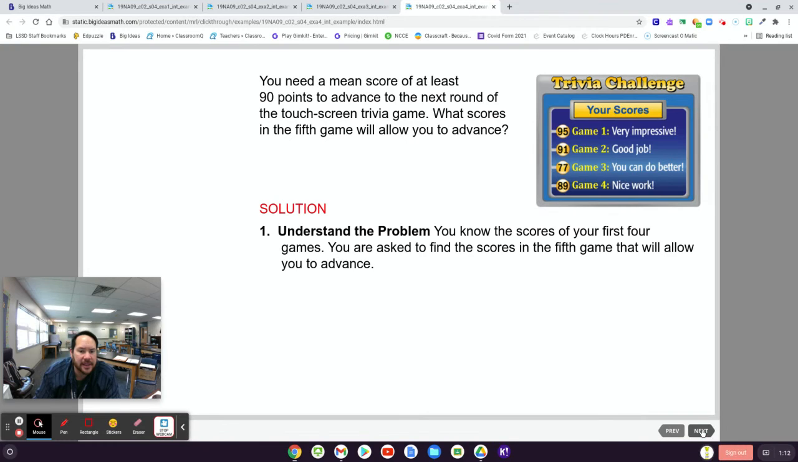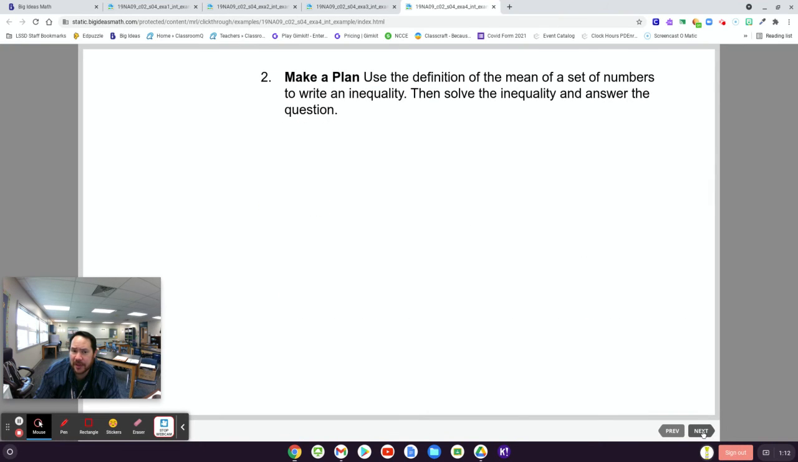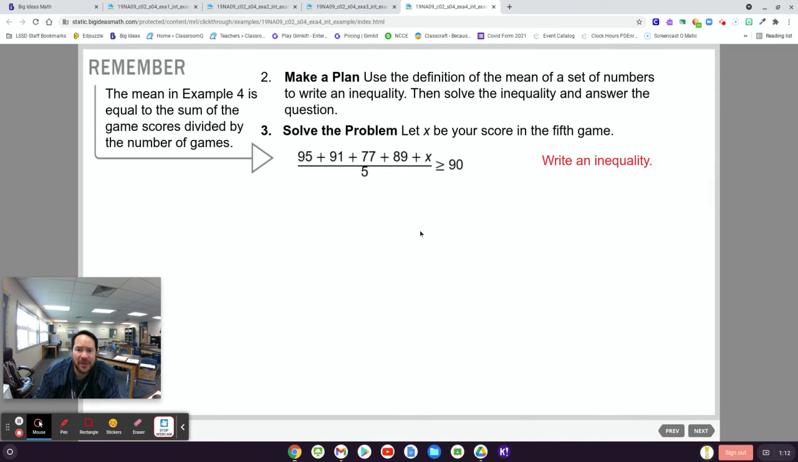All right, let's see here. So if you understood the problem and made a plan, hopefully you came up with this type of inequality. Okay, or maybe not quite as complex. There's different ways to write it too. But anyway, so the 4 scores you got plus the one that we don't know yet divided by 5 has to be at least 90. What's a good step to solve this one that they put on the screen?